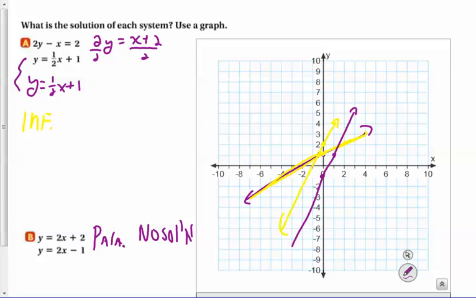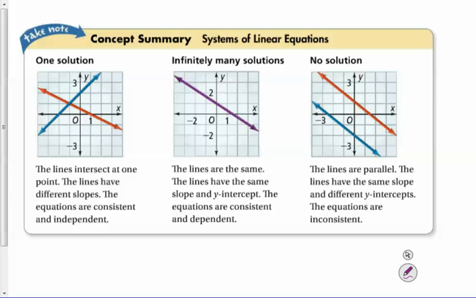You have a guide, but before you go to the guide, I want to point out the different types of systems. You have one solution, which is where they cross. You have infinite solutions, which are dependent systems, which means you get one line and two equations. Or you get lines that never cross, which are parallel. So if they're parallel, they have no solutions.